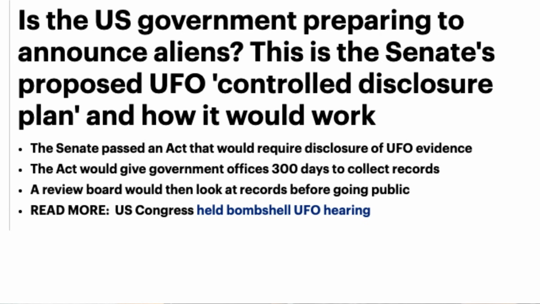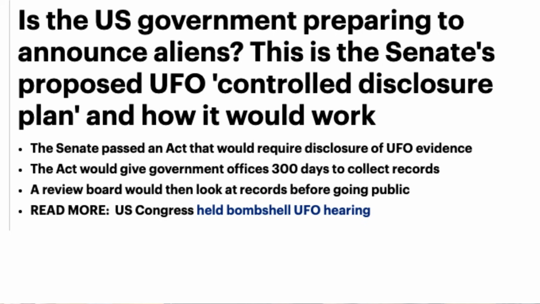All right, Reilly, let's get into this story I thought was pretty fascinating. This is from the Daily Mail. Is the US government preparing to announce aliens? This is the Senate's proposed UFO controlled disclosure plan and how it would work. The Senate passed an act that would require disclosure of UFO evidence. The act would give government offices 300 days to collect records. A review board would then look at the records before going public. The government could be forced to disclose if aliens have visited Earth under the new legislation.